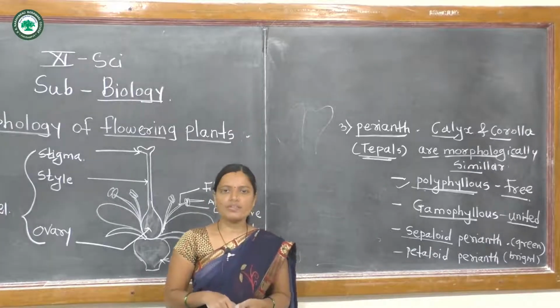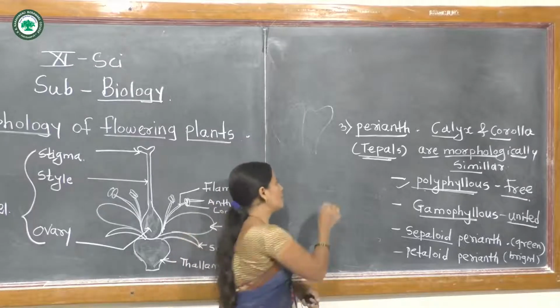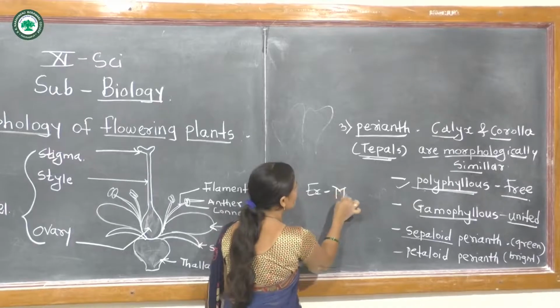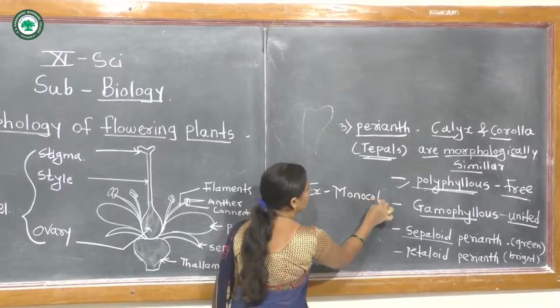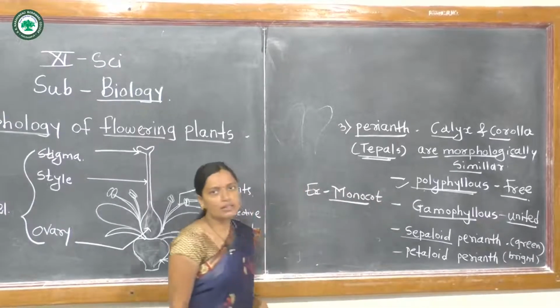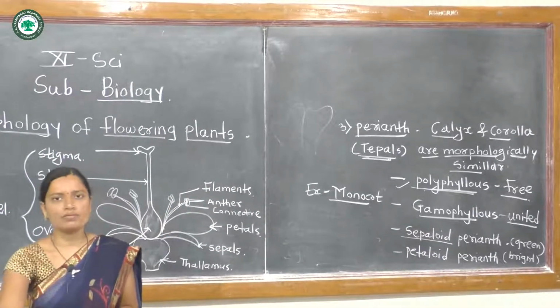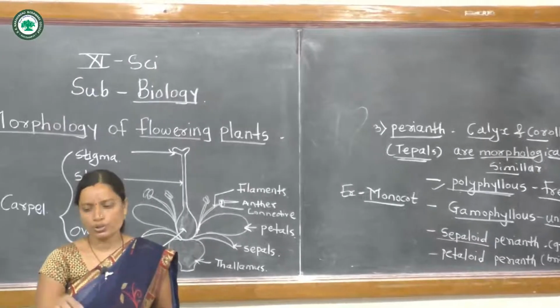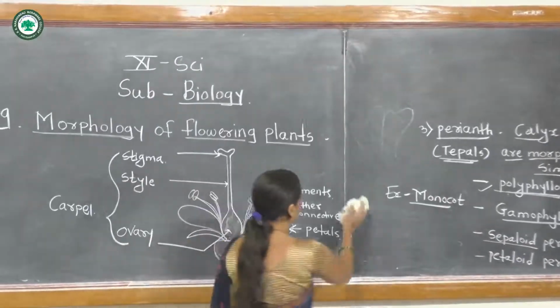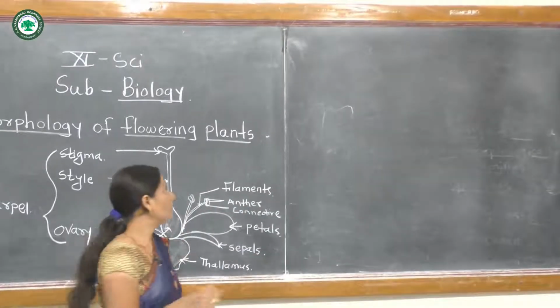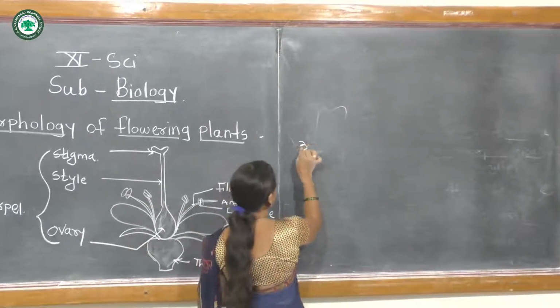Mostly the perianth is found in monocot plants. These are examples of the perianth in some monocots. In monocot plants, generally the perianth is present. Now the next part of the flower is the androecium. The fourth part, the androecium, is the male reproductive floral whorl.